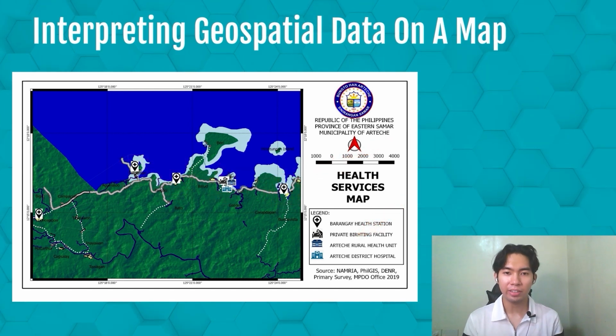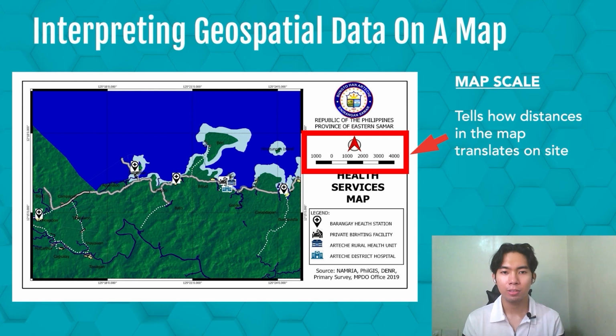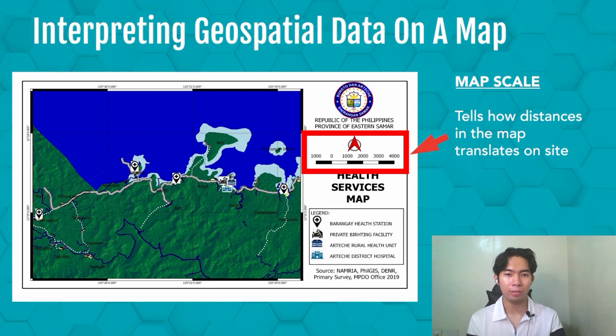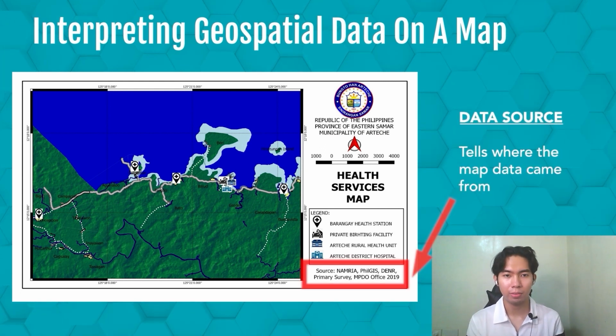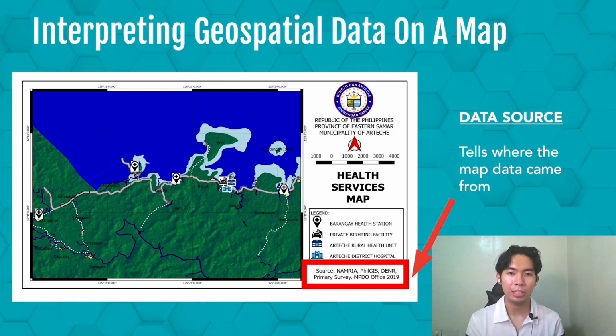Now we also have here a map scale. So this tells us how each unit of distance in the map image corresponds po to the real world distance. So based on this, around like a centimeter po in this map is katumbas po ng 1,000 meters or 1 kilometer po in reality. Lastly, the maps also need to show the sources of the base map used as well as the locations of the symbols.